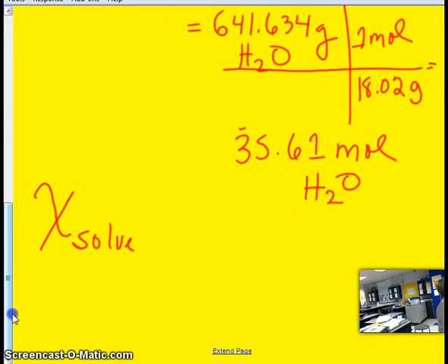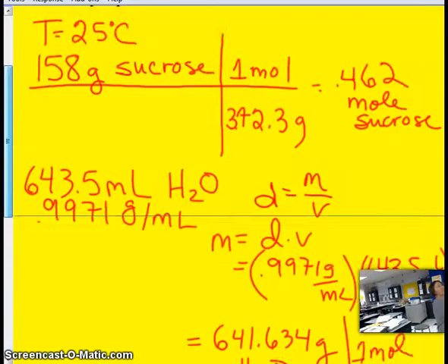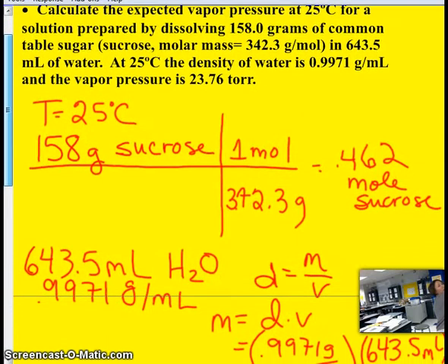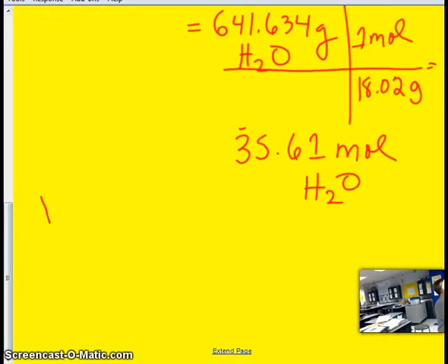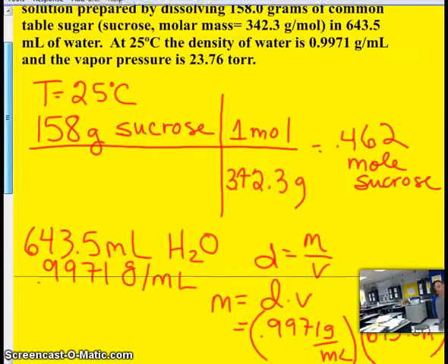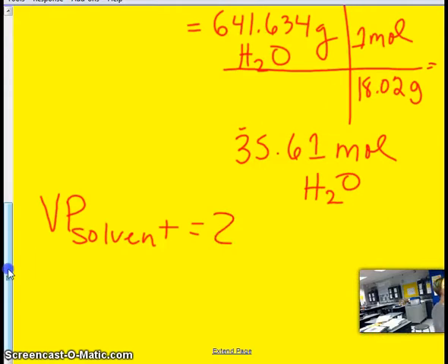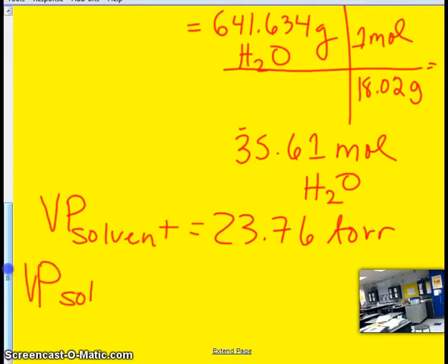Actually, I could just solve this whole thing if we want to. Do we have any other numbers? I got sidetracked. They have the vapor pressure of water to be 23.76. That's the other given number. And what they're asking us for is the vapor pressure of the solution.